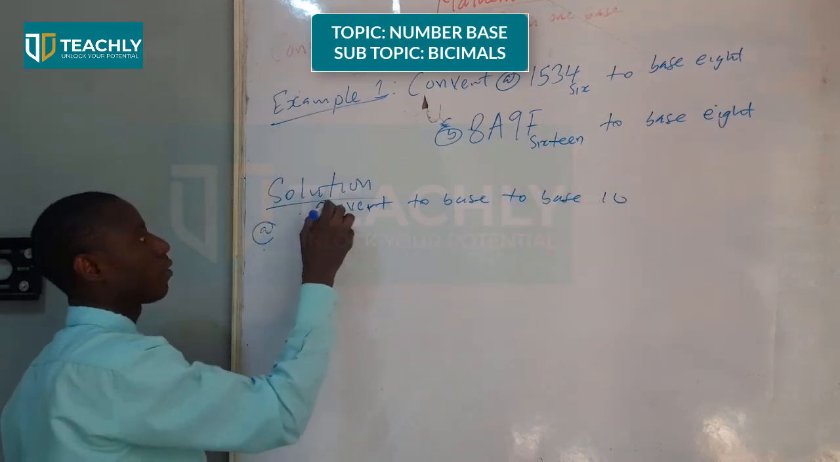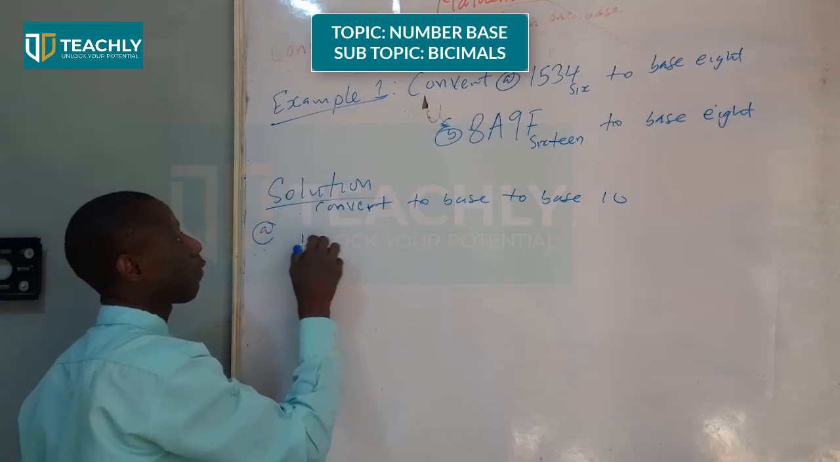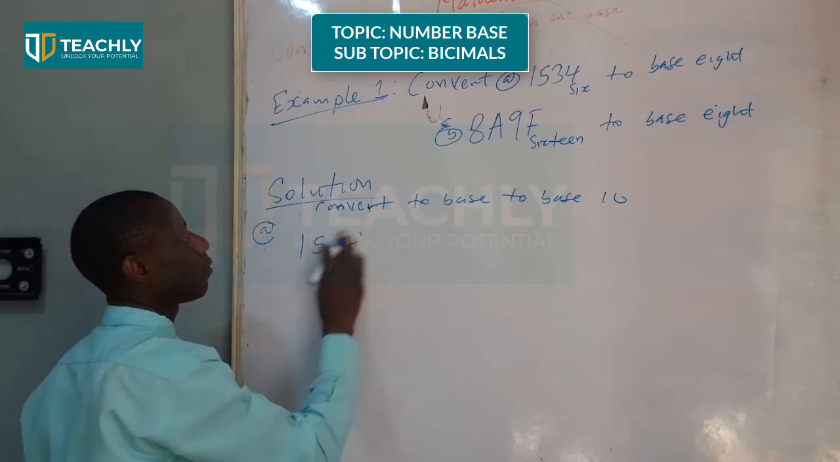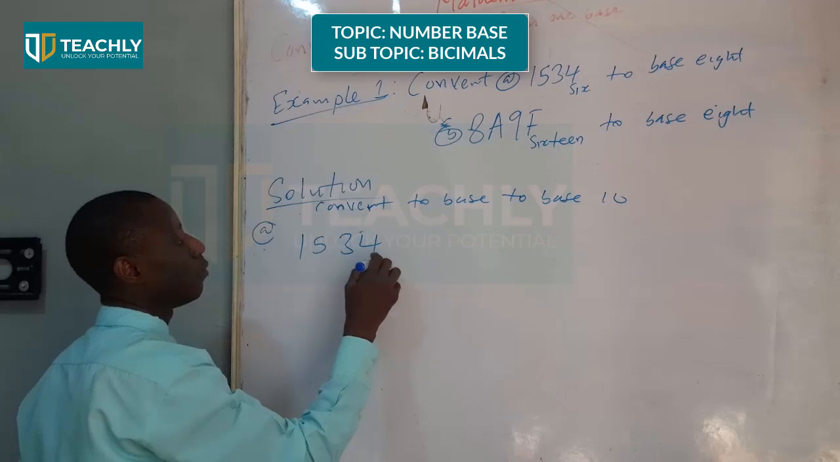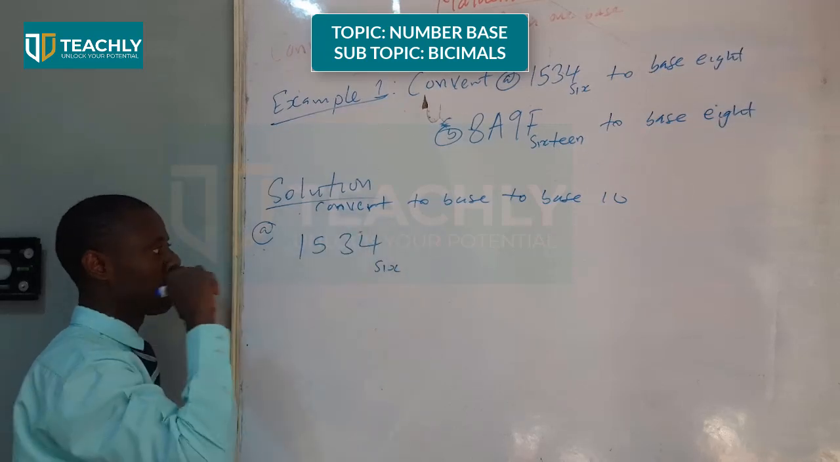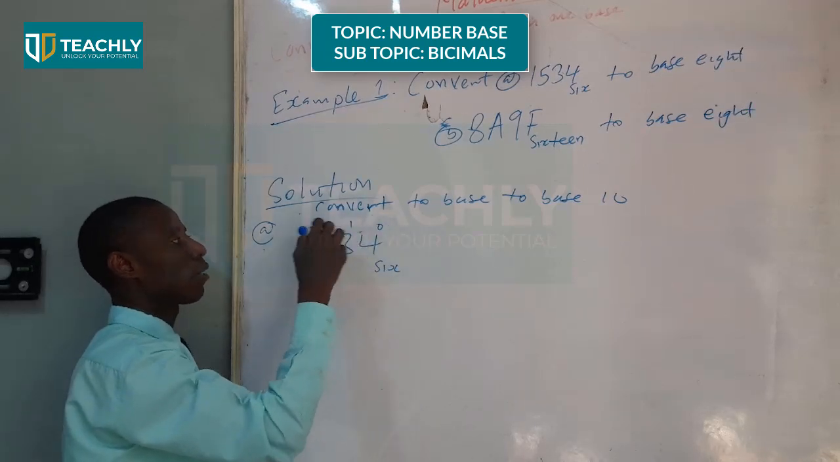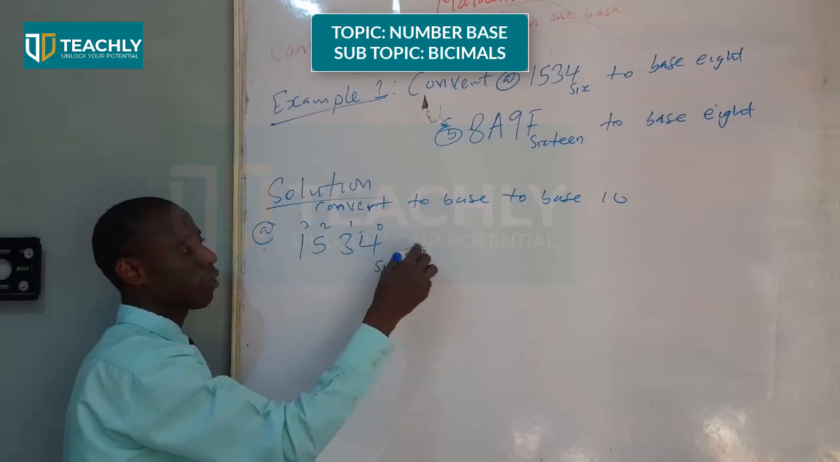So what are you converting? Let's convert this: 1534 base 6 to base 10. So we are going to number the digits 0, 1, 2, 3. We want to convert to base 10.